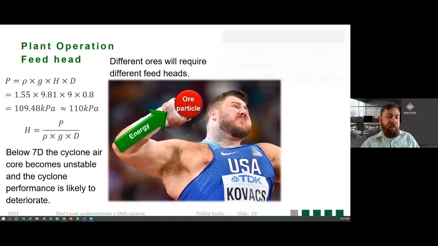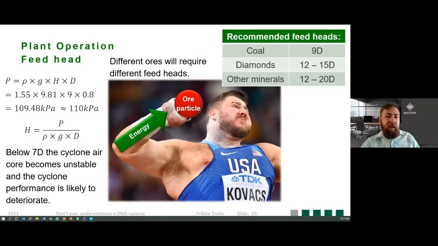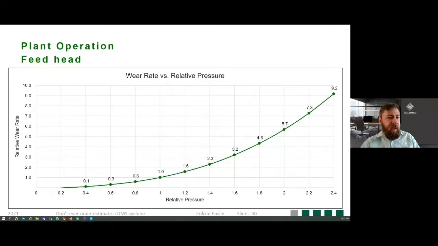So once again, there's the typical parameters: coal at 9D, diamonds at 12 to 15, and then there's a whole lot of other minerals, and that ranges between 12 and 20D. Just be careful. You can't go now and increase your feed pressure as much as possible, because there's an exponential relationship between your relative pressure and your relative wear rate. So your efficiency will be good for 2 days, and then you need to replace your whole cyclone.